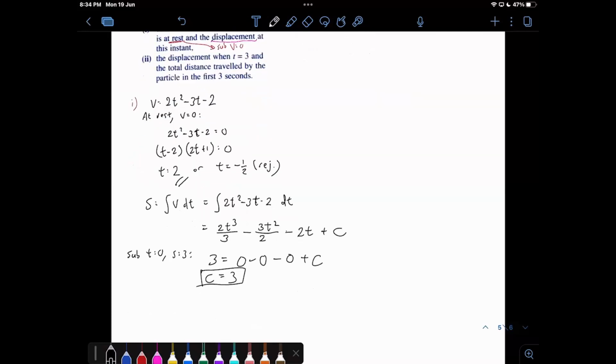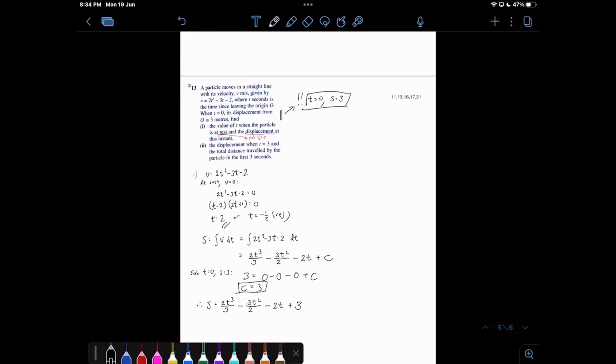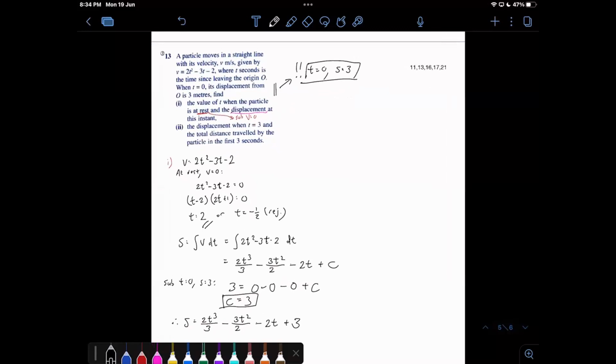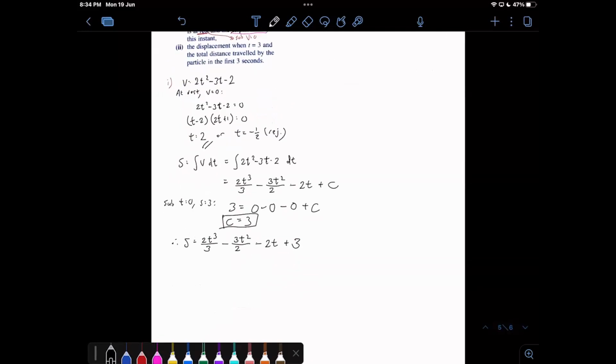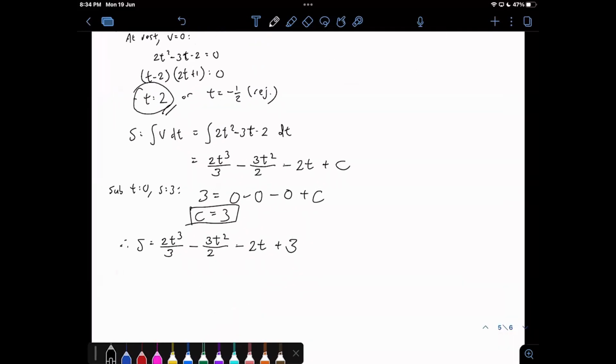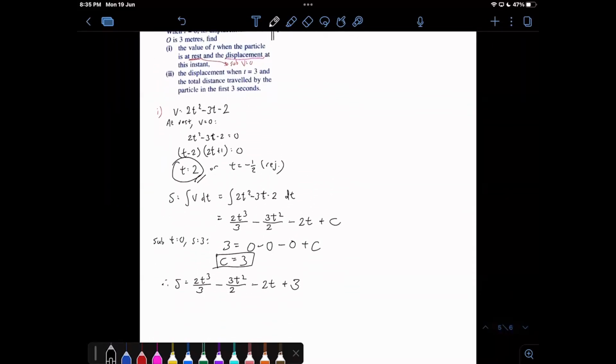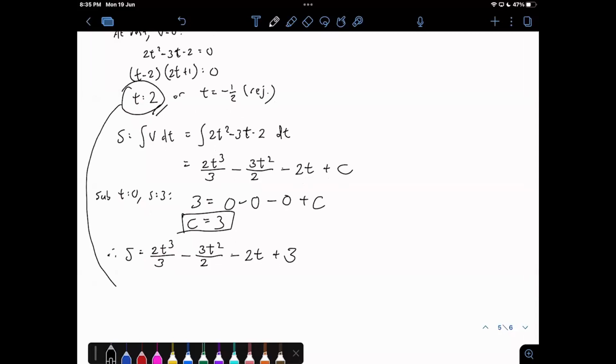And therefore S equals the formula with the c replaced with 3. So now we have S equals the formula, and for the displacement at this instant, let me read this first. And the displacement at this instant. Over here, you sub t equals 2. So S equals, let's see, I'll just write the working.